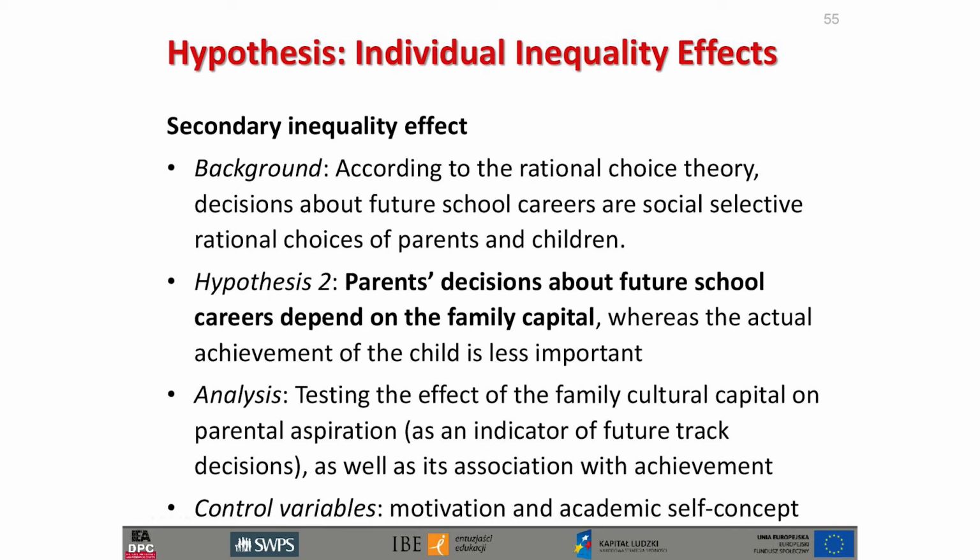The analysis is testing the effect of the family cultural capital on parental aspiration as an indicator of future track decisions, as well as its association with achievement. And the control variables are, again, motivation and academic self-concept.